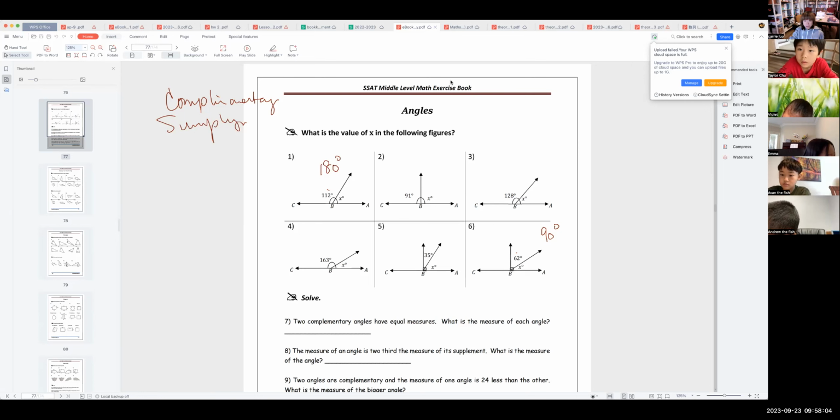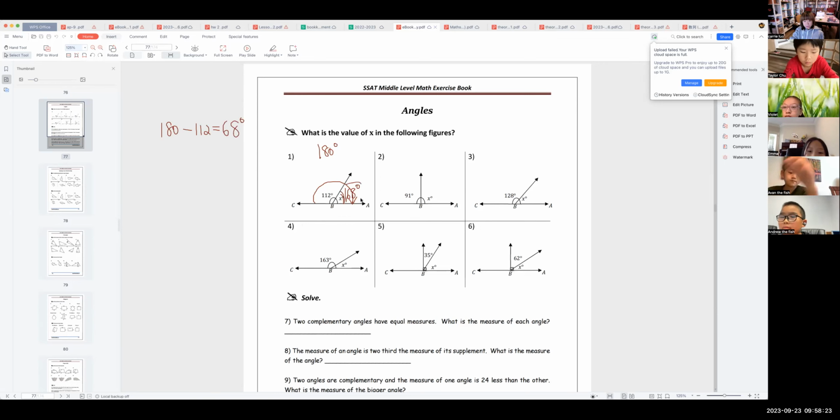Okay, so everybody, if you copy down yourself, let's take a look at this one. So this one is a line, right? So all the line is 180 degrees, right? So 180 minus 112 equals what? 180 minus 112 equals 68 degrees. So this one is 68 degrees.